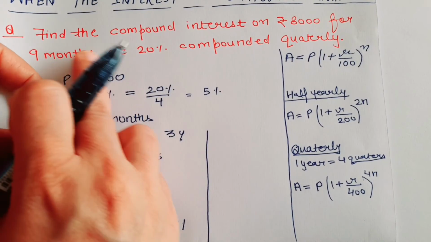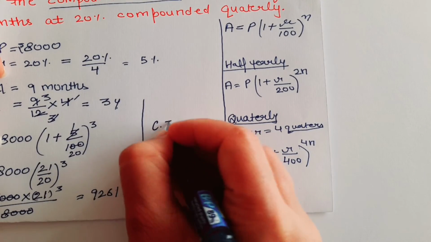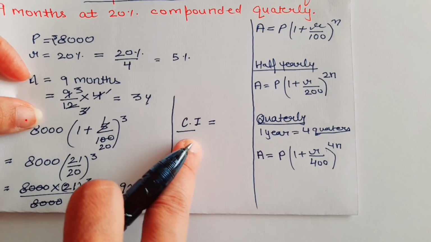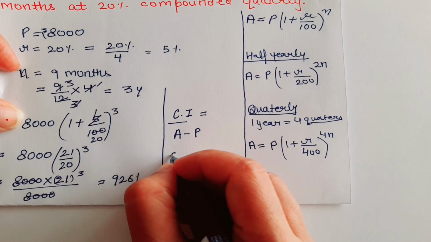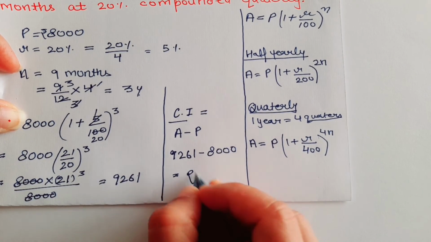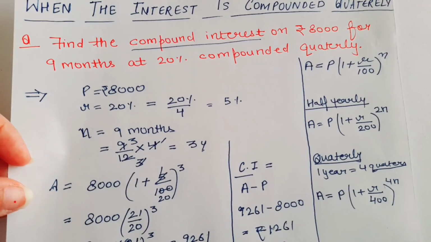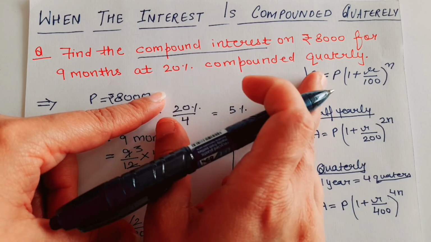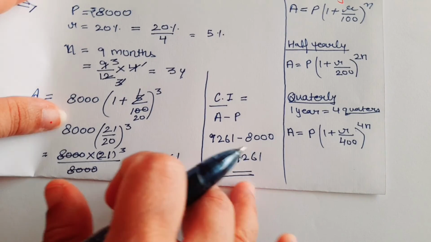But in our question, we need to find the compound interest. So be careful and read the question, and find whatever you need to find. Compound interest is amount minus principal. Amount is 9261, principal is 8,000. So interest is 1261. We were calculating for 9 months, compounded quarterly at 20%. After 9 months we got 9261 and the interest is 1261.